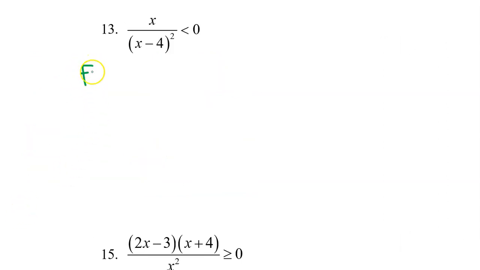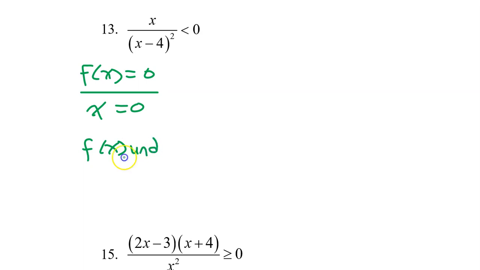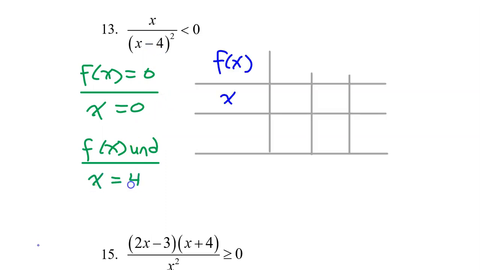Number 13. Where does f of x equal 0? This will be where the numerator is equal to 0, which is simply at x equals 0. Where is f of x undefined? That's where the denominator is equal to 0, which happens at x equals 4.